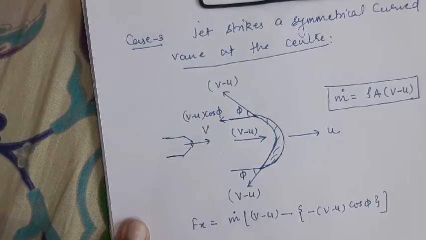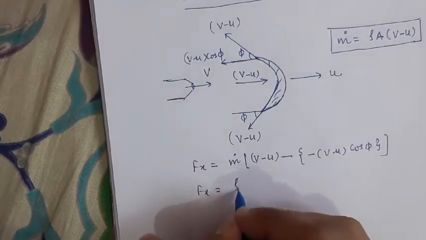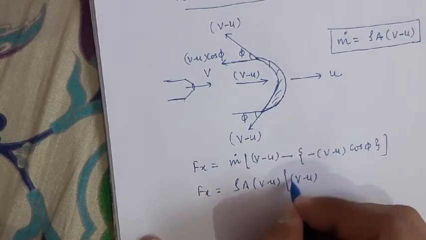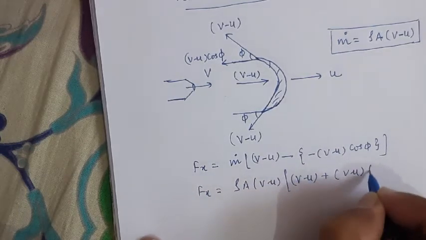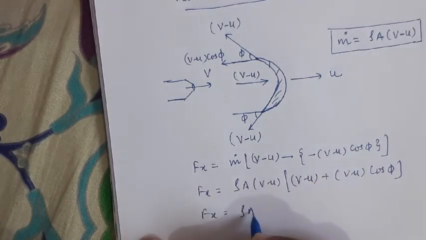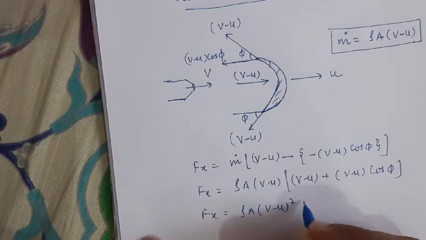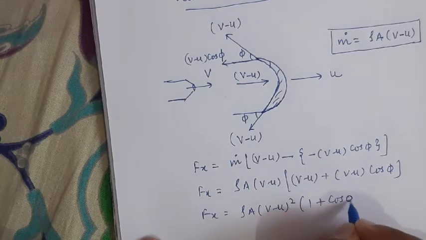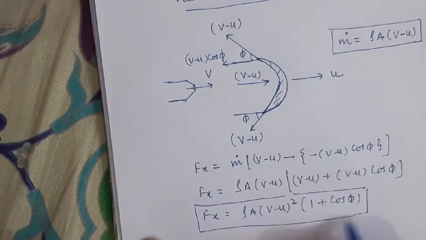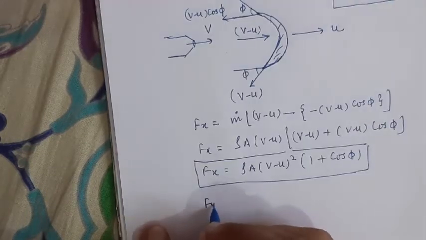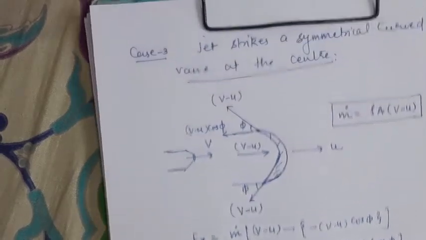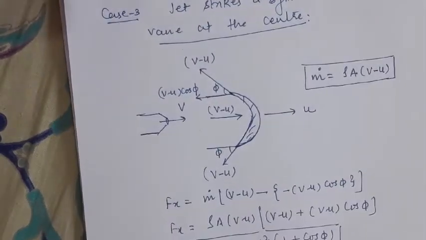Therefore, Fx can be written as rho a (v minus u) plus (v minus u) cos phi. Therefore, Fx equals rho a (v minus u) square (1 plus cos phi). Similarly, Fy will be 0. You can do it yourself. So this is the case third, where the jet strikes a symmetrical curved vane at the center.